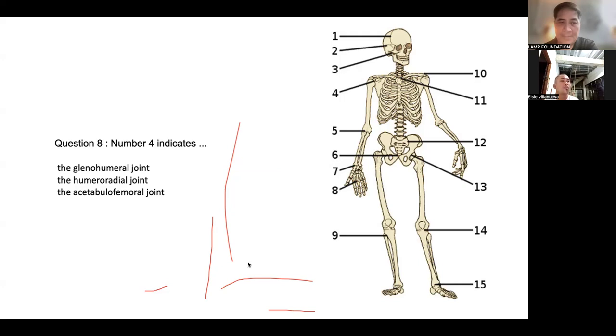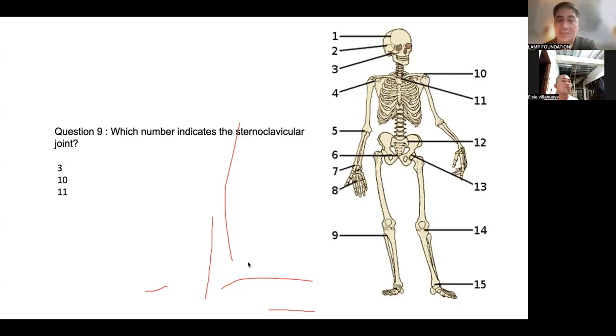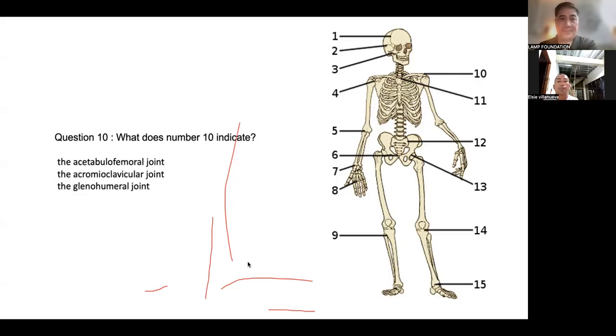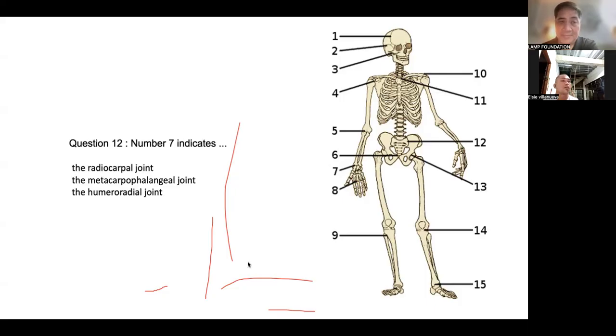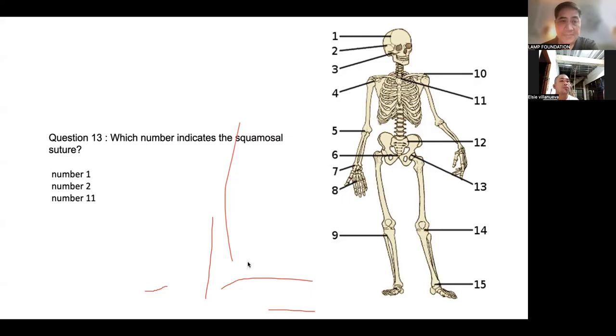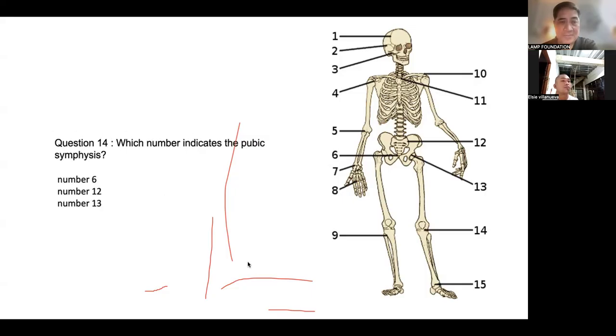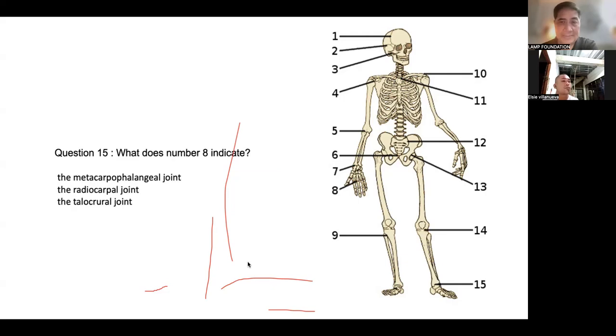The glenohumeral joint. Sternoclavicular joint. Number 11. Number 10, the acromioclavicular joints. Acetabulofemoral joint. Number 13. Number 7, the radiocarpal joint. Squamosal suture. Number 2, pubic symphysis. Number 6. Number 8, metacarpophalangeal joint.